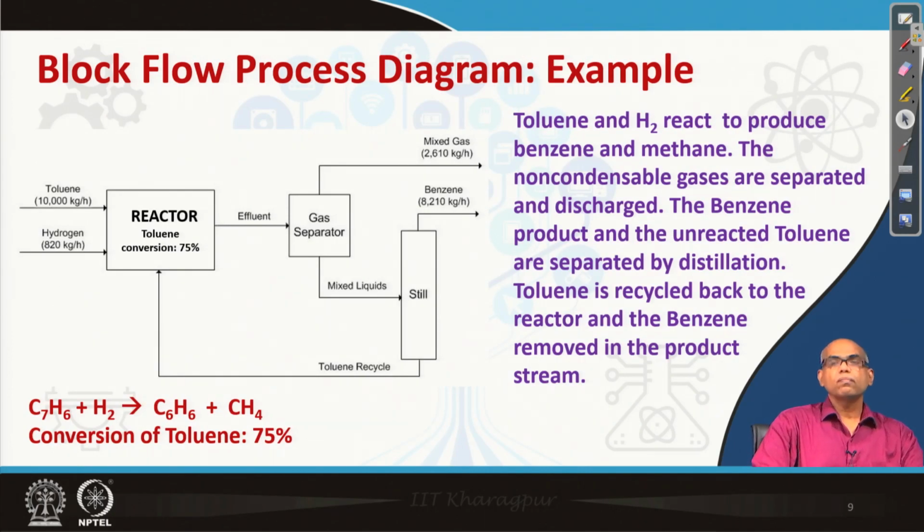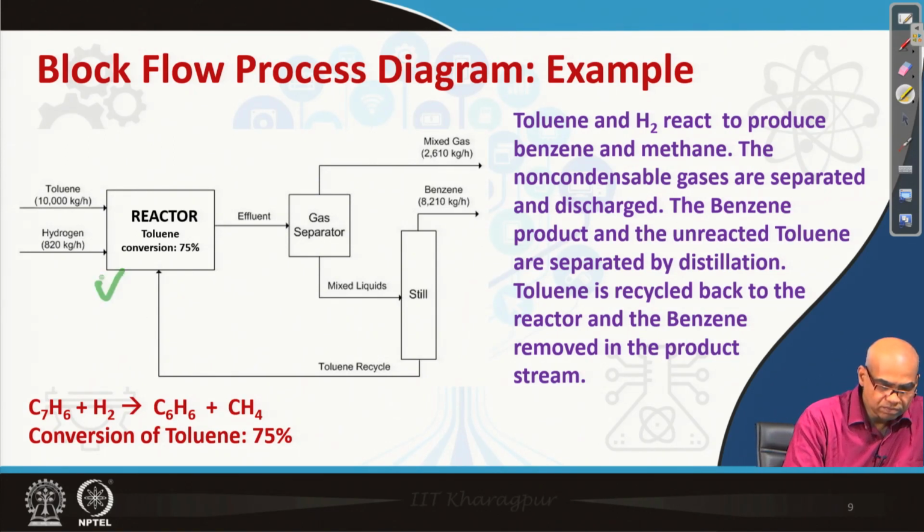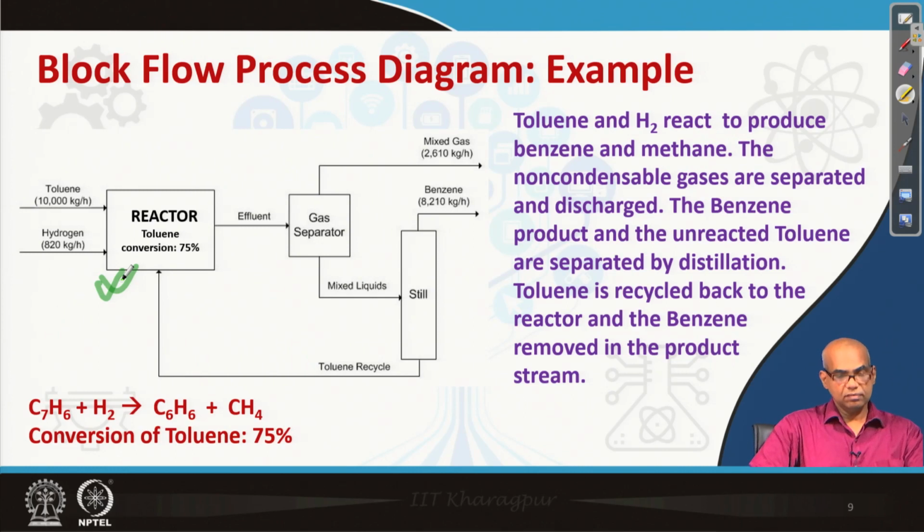This is an example of a block flow diagram of benzene production from toluene and hydrogen. So, toluene and hydrogen react in a reactor. There is 75% conversion of toluene. So, there will be excess toluene which will be recycled back.